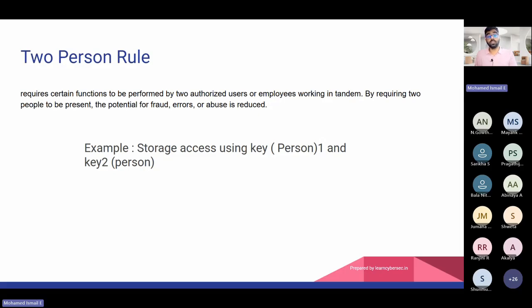Now come to the two-person rule. For example, if any person wants to access any important storage area, two people should approve. For example, the first door is opened by person 1, the second door opened by person 2. This two-person rule is applicable only to highly sensitive areas. For example, some critical data stored in a room which has storage, database servers or physical servers located.